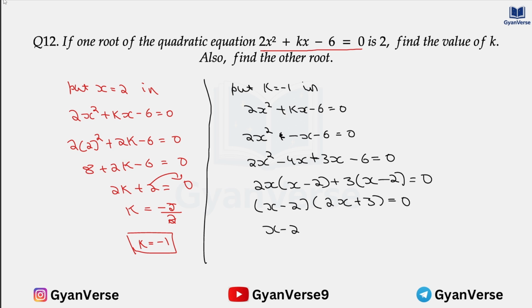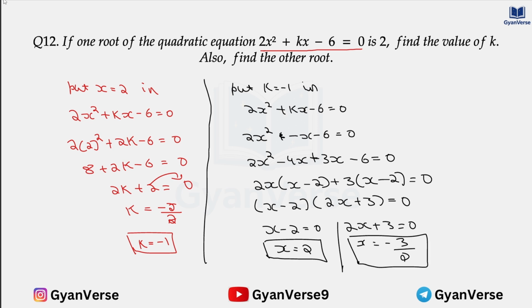So x minus 2 is equal to 0 and 2x plus 3 equals 0. The first value will be x equals 2 and the second value will be x equals minus 3 upon 2. So these are the two values of x. So this is how you have to solve the quadratic equation by using the factorization method or simply the splitting the middle term method.